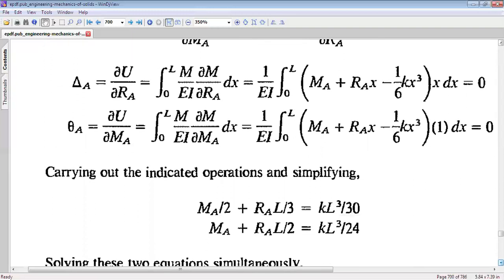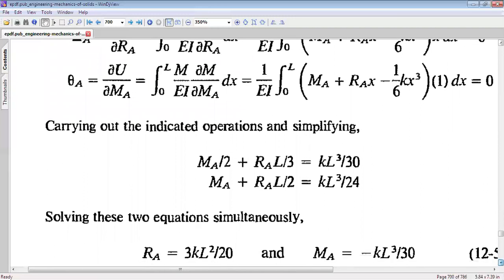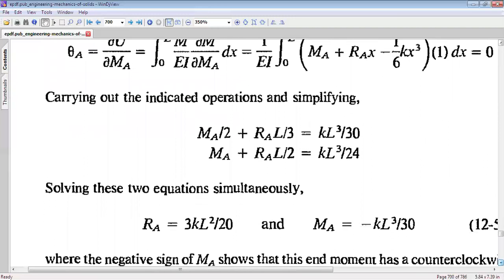And from here, we can find out the expressions of ma and ra by solving these two equations, and we get ra equal to 3 kl squared by 20 and ma equal to minus kl cubed by 30.